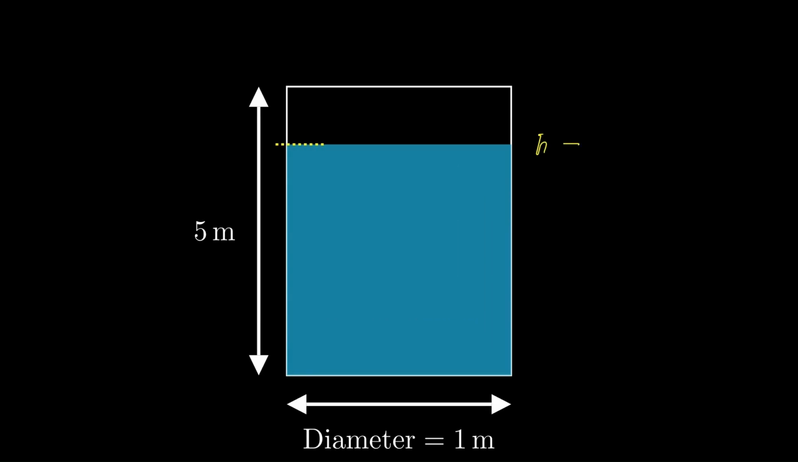Imagine a tank. It's 5 meters tall and 1 meter in diameter. Let's say it's filled with water up to the 4-meter mark. Down at the bottom, there's a small tap, just 10 centimeters wide. You open it. How long will it take to drain? Simple question, right? You might think just take the total volume of water, divide it by how fast it flows out, and there's your answer.